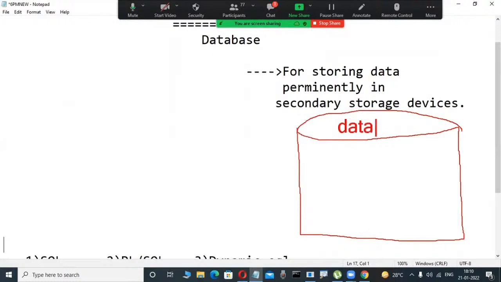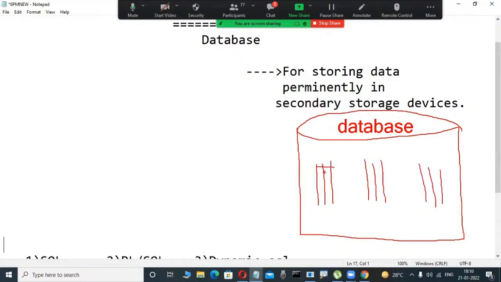Yesterday I told you, suppose this is an Oracle database. Database means some place. Now observe here: we store a structured collection of data in this place, in an organized fashion only.